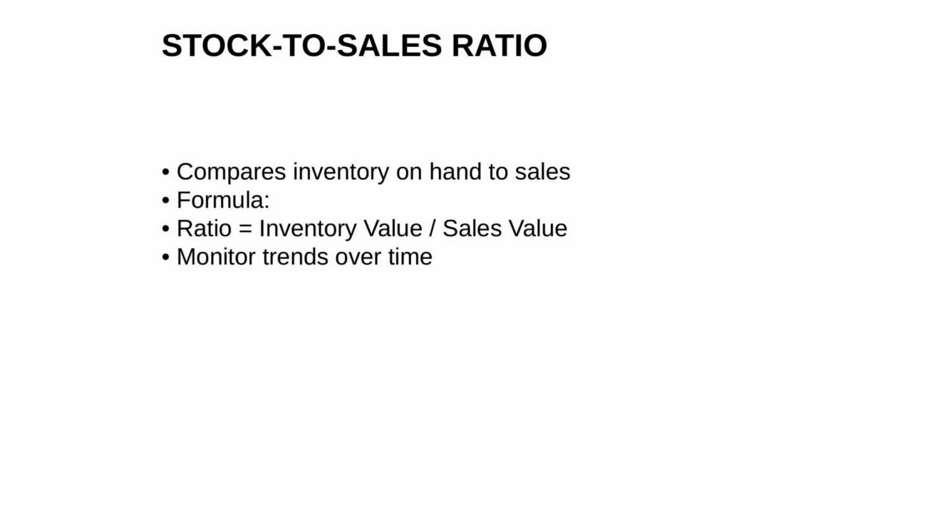The stock-to-sales ratio compares the value of inventory on hand to the value of sales. This ratio is useful for monitoring trends over time. If stock-to-sales rises, it may indicate demand is slowing, forecasting is off, or replenishment is too aggressive. If it falls too low, it may signal a risk of stockouts or insufficient preparation for demand peaks.